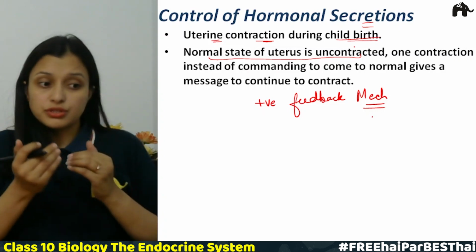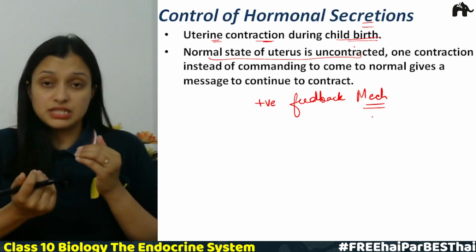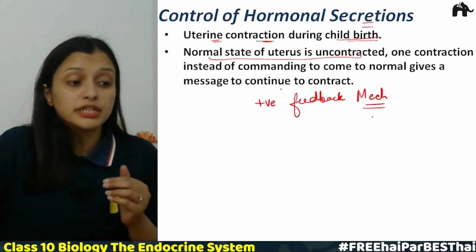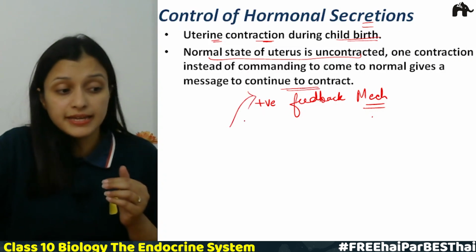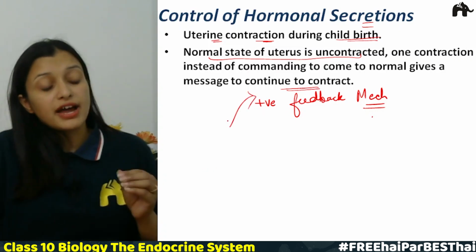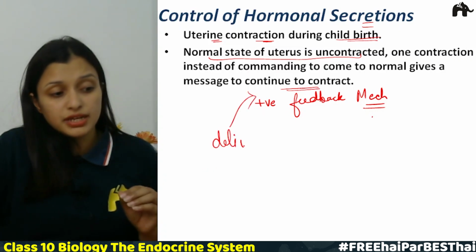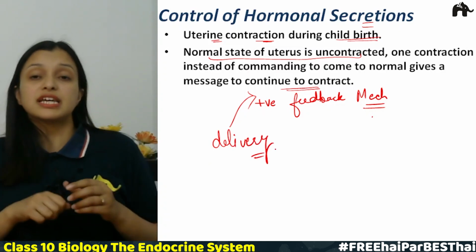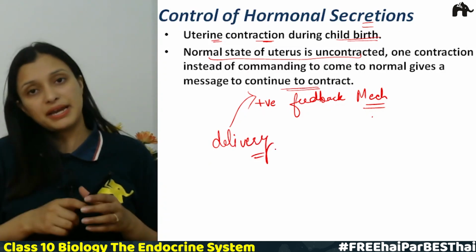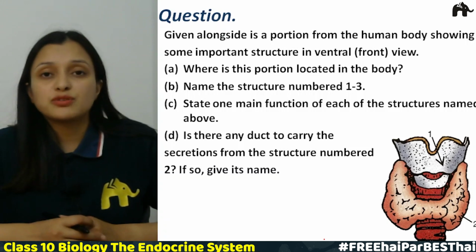The message is given to the uterus to continue the contraction, and finally what will happen? Finally there will be delivery of the baby, right? So this is an example of positive feedback mechanism. So let us now talk about some of the questions.